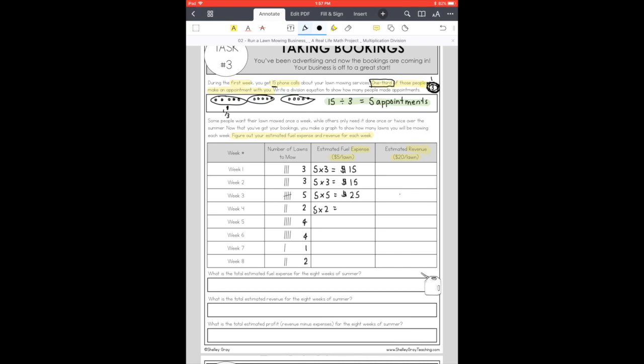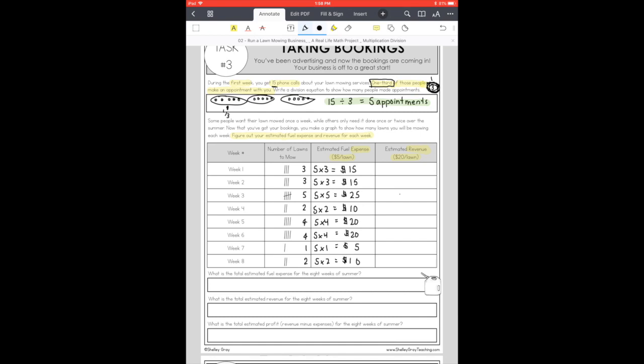5 times 2 is equal to 10. 5 times 4 is equal to 20. We'll do that one again. 5 times 4 is equal to 20. 5 times 1 is equal to 5. Make sure I line up that ones column. And then 5 times 2 is equal to 10.